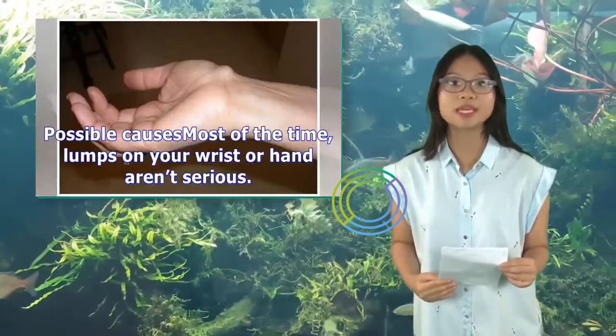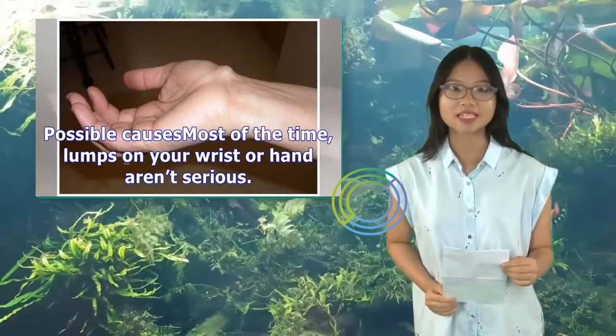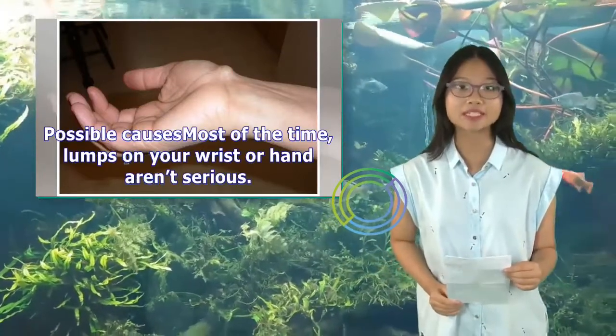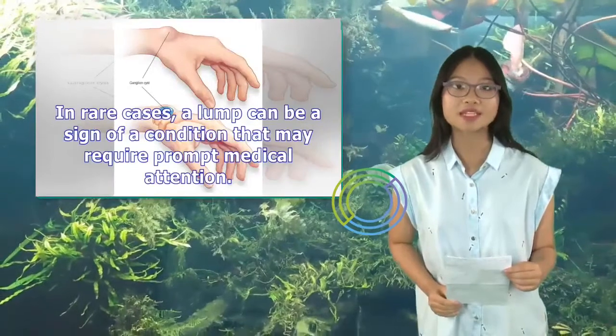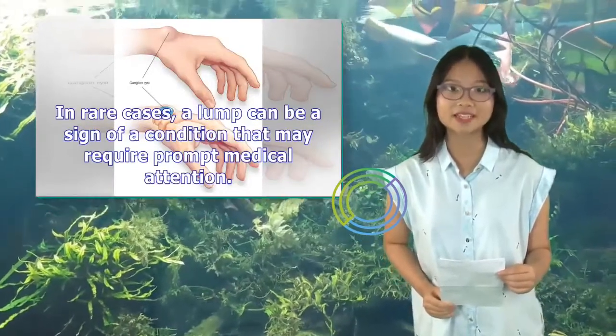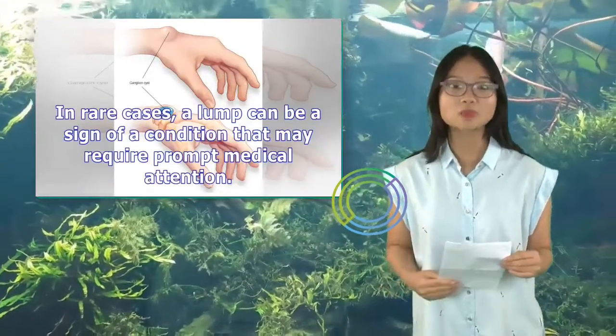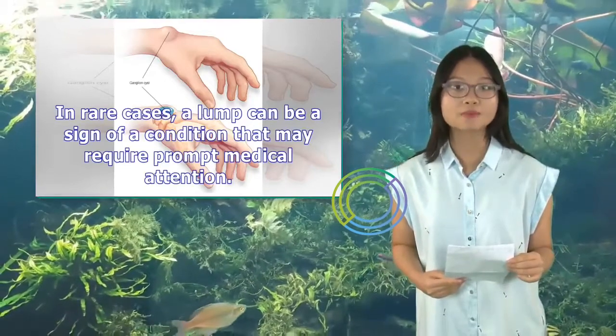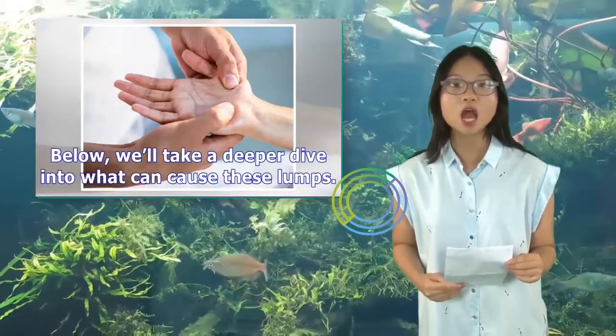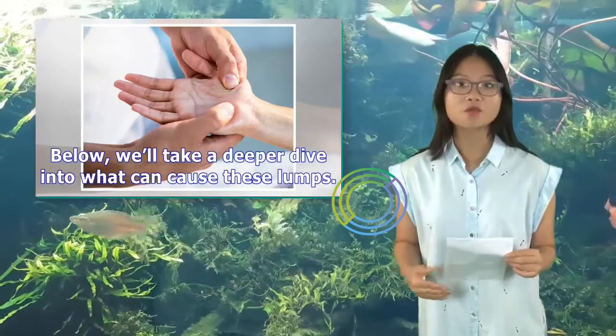Possible causes: most of the time, lumps on your wrist or hand aren't serious. In rare cases, a lump can be a sign of a condition that may require prompt medical attention. Below, we'll take a deeper dive into what can cause these lumps.